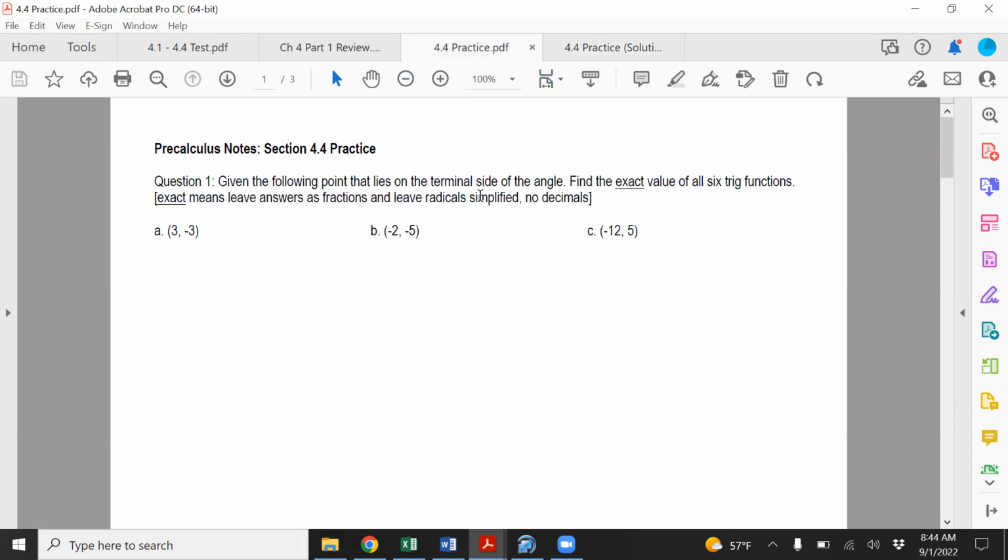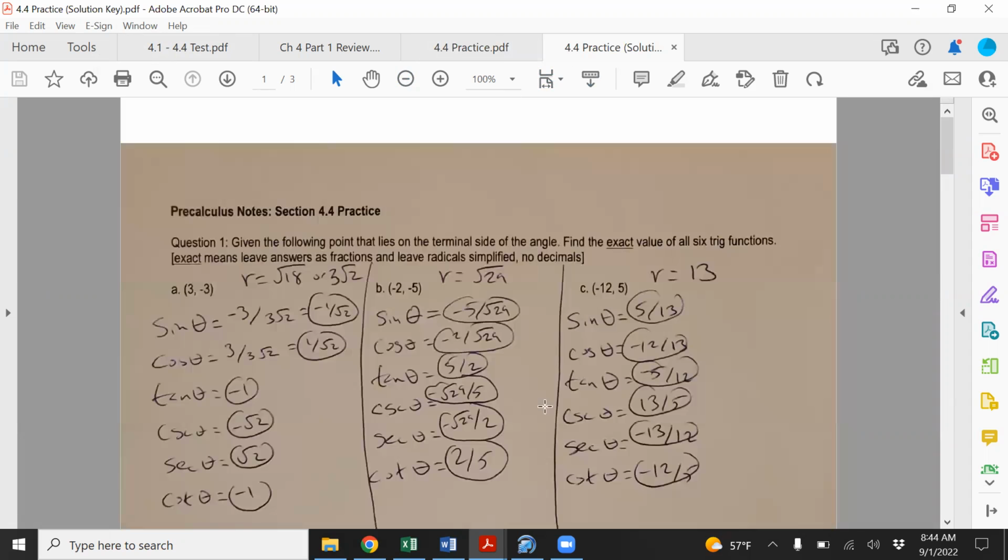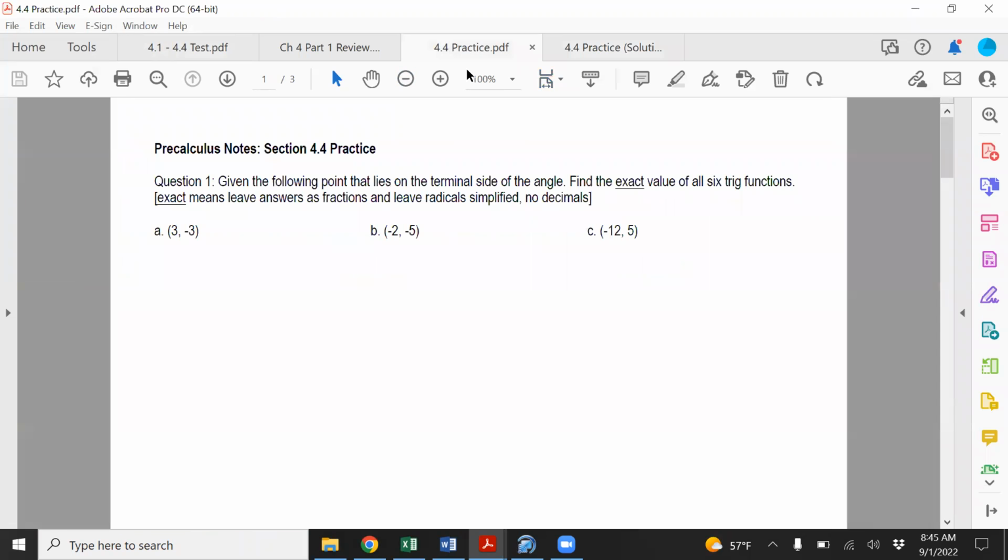Okay. So taking a look at this section here, 4.4. Again, I put the solutions up already. What questions do you guys have? Which ones do you want to ask about? Or do you want to go over one part of each question type? Okay, we'll do that. So let me do part A.